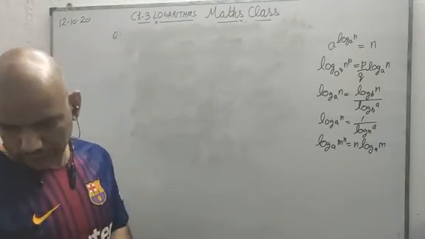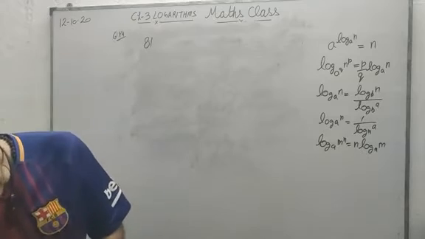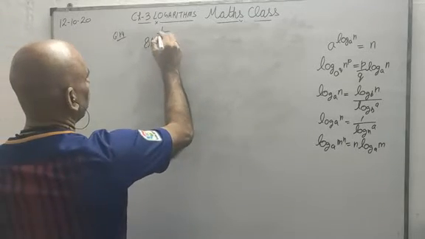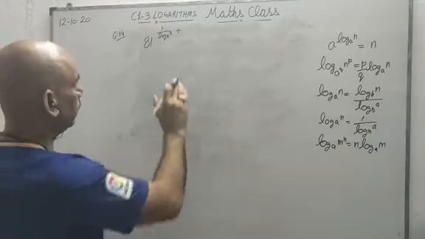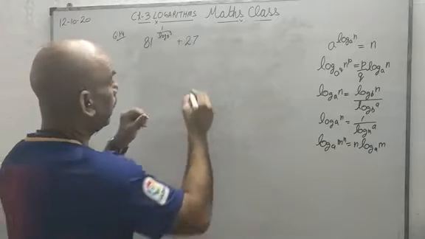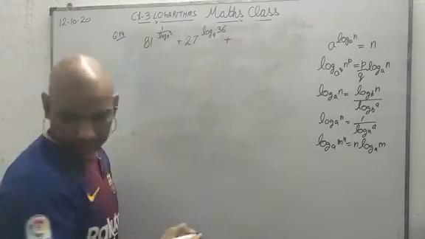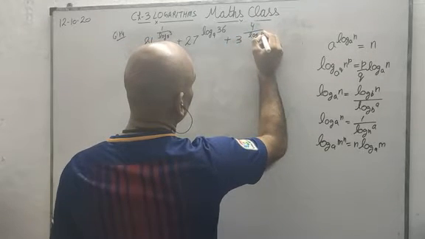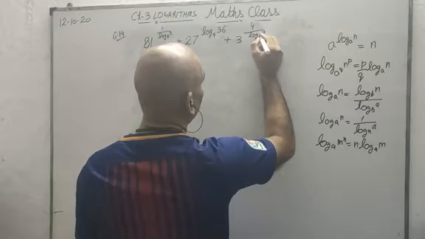In question number 14, once again something like this is happening. 81 to the power 1 by log 3 base 5, plus, no, not plus there, plus is at the bottom, 27 to the power log 9 log 36 base 9 plus 3 to the power 4 upon log 9 base 7, log 9 base 7.